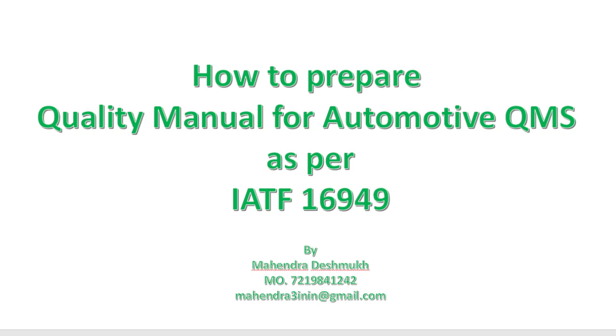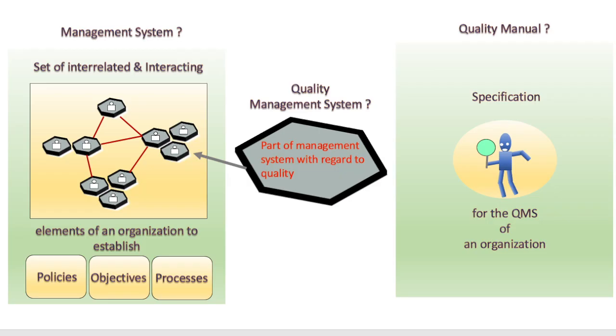So how to prepare a quality manual for automotive QMS as per IATF 16949. Before going into details about the contents of the IATF standard, we need to understand what a management system is. Every organization needs to make policies, objectives and processes. Policies for the organization, objectives to achieve the goals of the organization, and processes for the results. So every organization has to establish all those things.